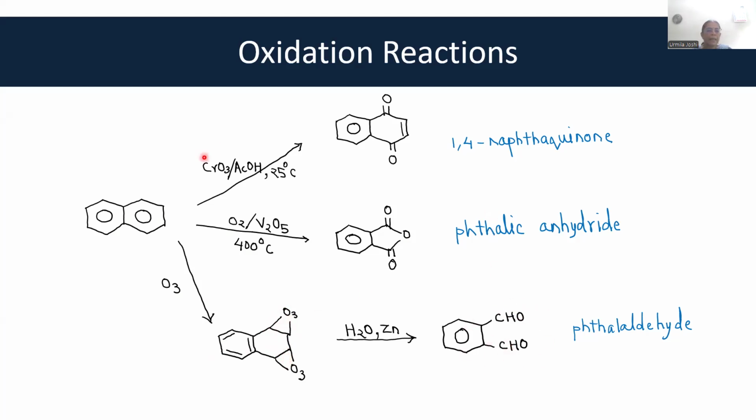In case of chromium trioxide, the temperature is less, and so the ring structure of the second ring is intact. There is only an oxidation at these two carbons and the double bond. Whereas in presence of vanadium pentoxide, the ring structure is not intact, but it is not completely broken also.